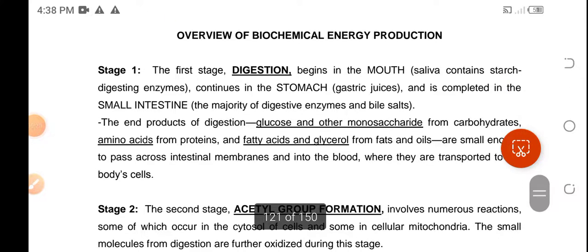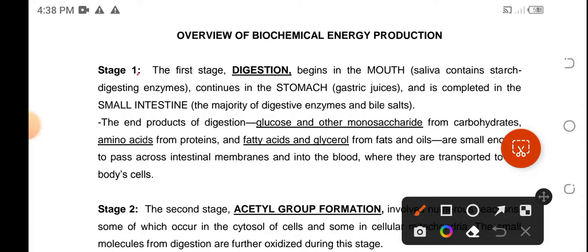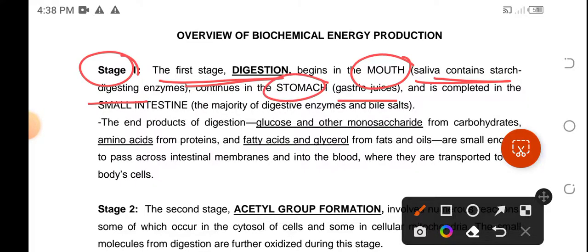Okay. So ito, ang overview ng biochemical energy production. So we have 4 stages. Stage 1 or the first stage, that is digestion. Digestion begins in the mouth because we have in our mouth a saliva that contains starch digesting enzyme. Then digestion continues in the stomach because of the presence of gastric juices, and digestion is completed in the small intestine because of the presence of the majority of the digestive enzymes and bile salts.